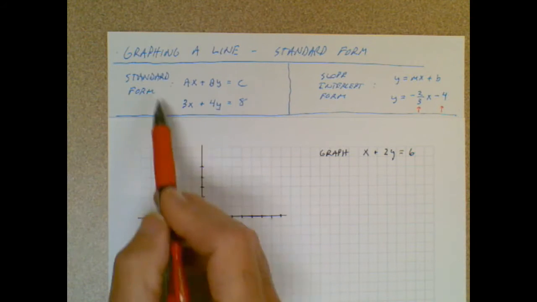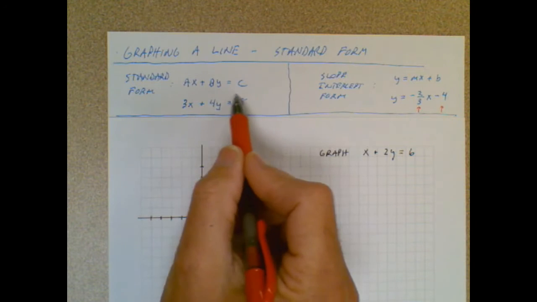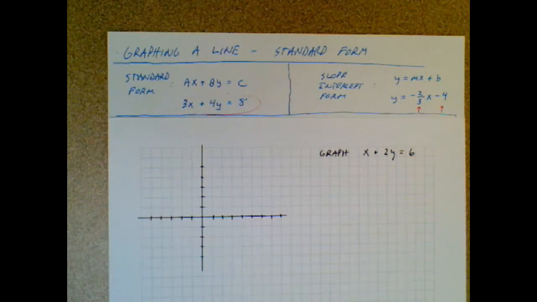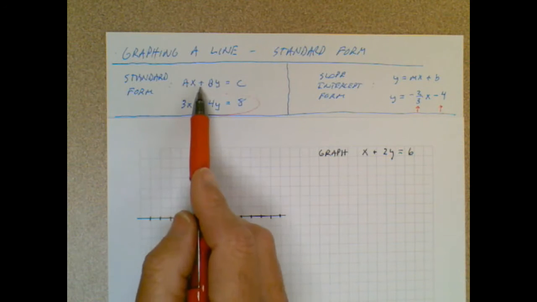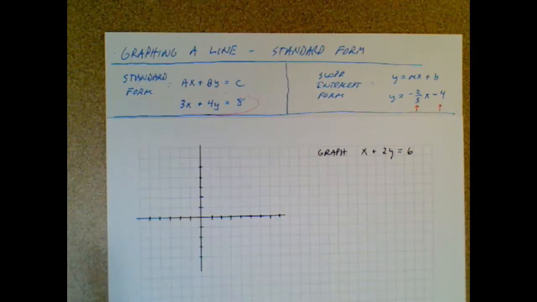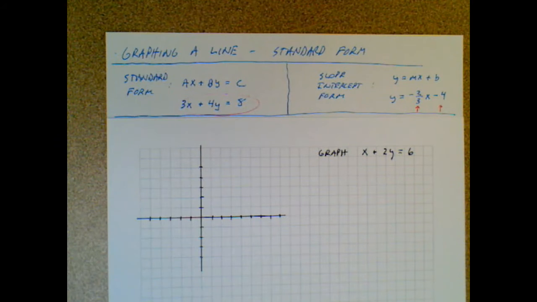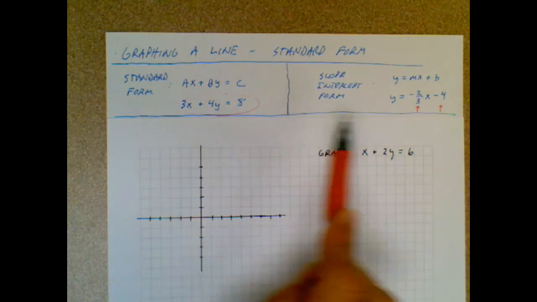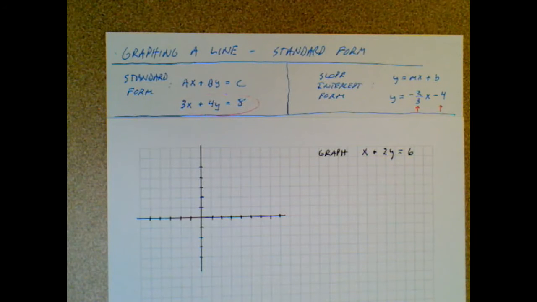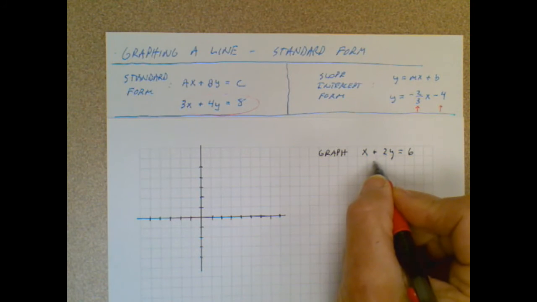In the case of standard form, and here's an example of standard form right here, that is not in a y equals form. It's in the form of ax plus by equals c, which is called standard form, and that one's not as easy to graph. So our dilemma is, how can we take something that's not easy to graph and turn it into something that is easy to graph? So here's how I'm going to go for it.